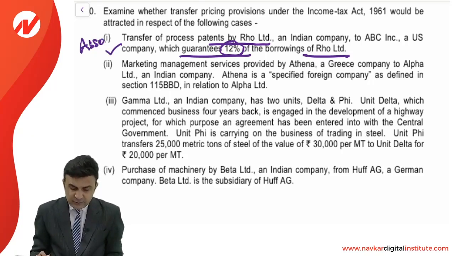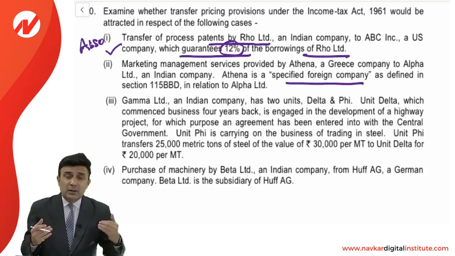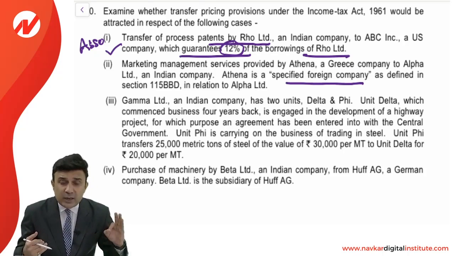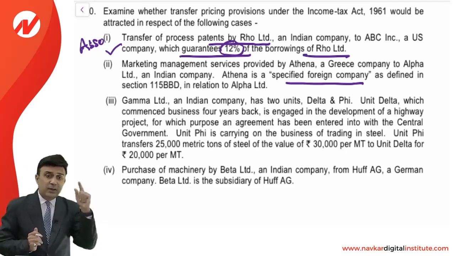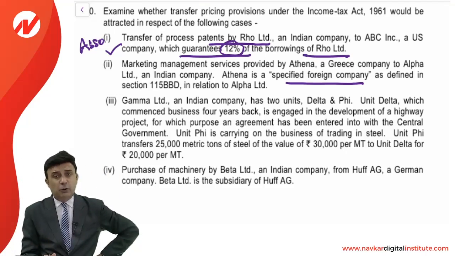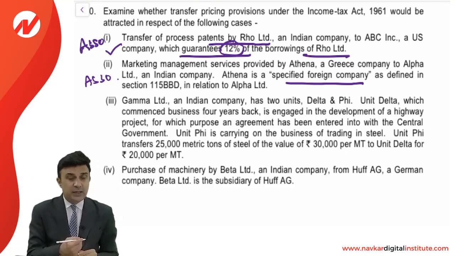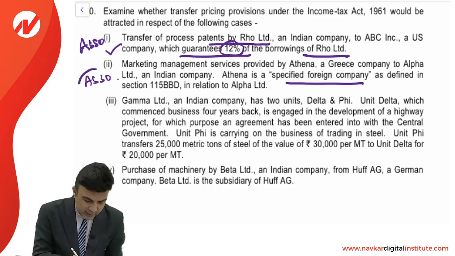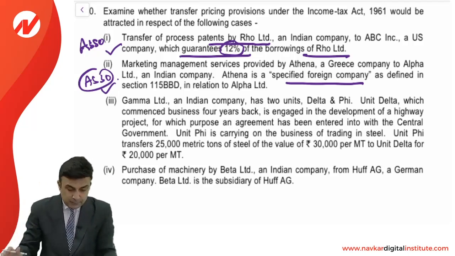Marketing management services provided by Athena, a Greece company, to Alpha Limited, an Indian company. Athena is a specified foreign company. Friends, specified foreign company means the company in which our Indian company holds 26% or more of the voting power. 115BBD is the concept. Now, if they are having 26% or more voting power, then they will become associated under 92A2. And as they are associated, provisions of TP definitely will be applicable.